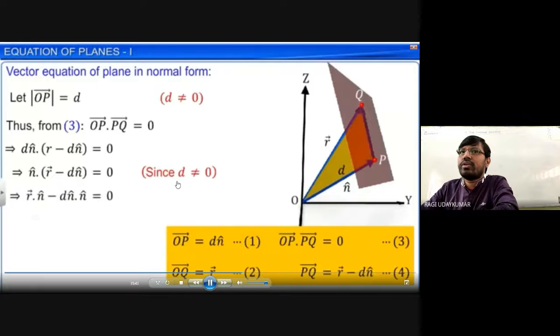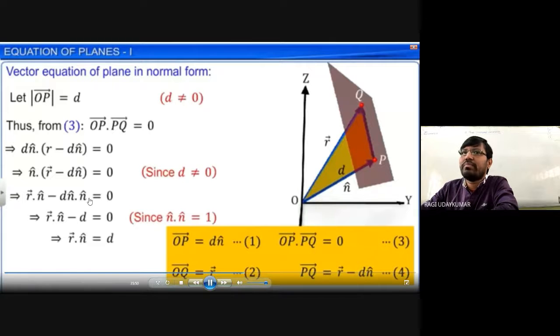Since D is not equal to 0, D will be taken here. This is a vector. When you multiply by n cap, the dot product of the two unit vectors will be equal to 1. So from that you get R vector, any arbitrary vector, dot n cap is equal to D. Here D is the distance of the plane from the origin, and R bar is any vector in the plane.